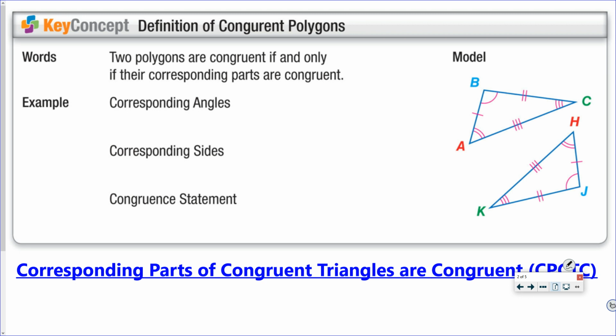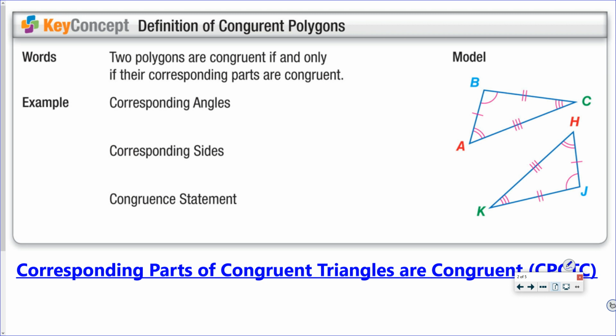Corresponding parts mean angles and sides. So it's not enough to just decide if they have the same angles. We can't decide for sure if the two triangles are congruent. You have to show that all of the corresponding sides and angles are congruent.